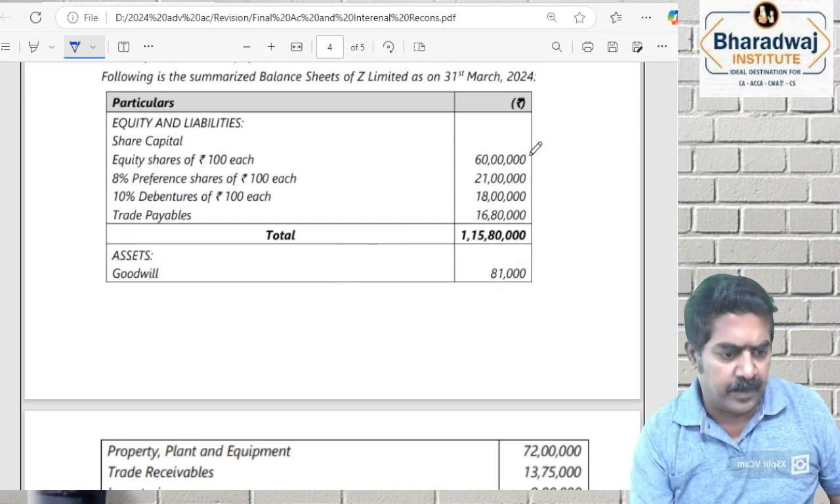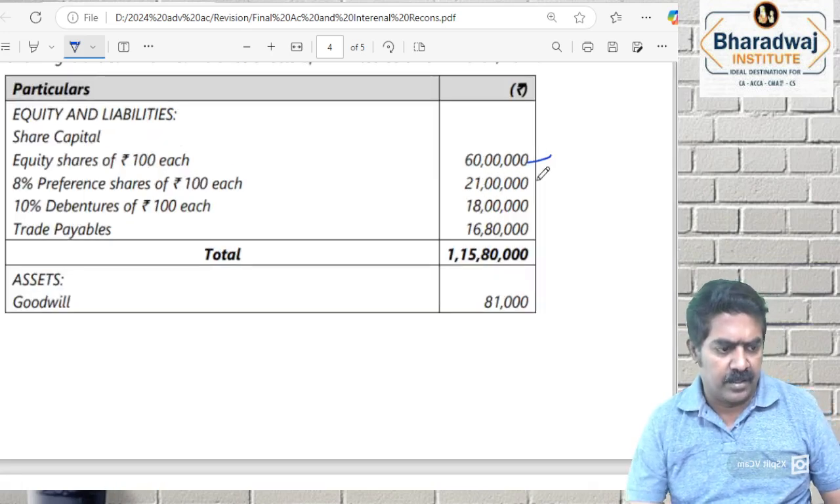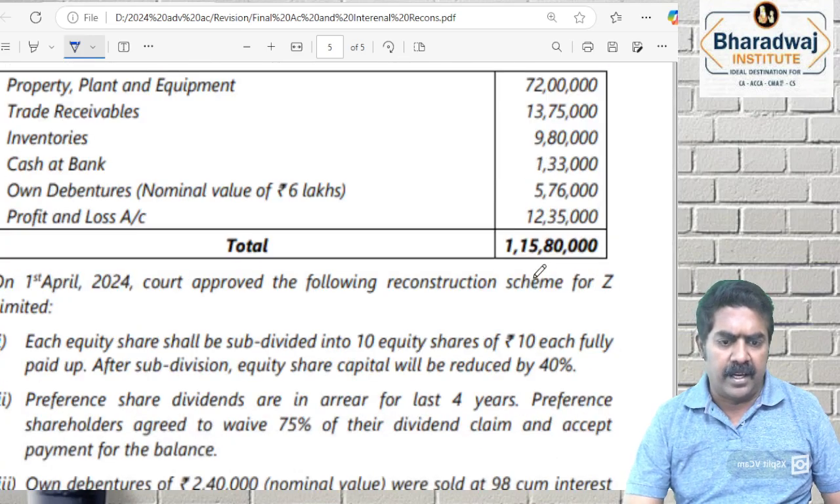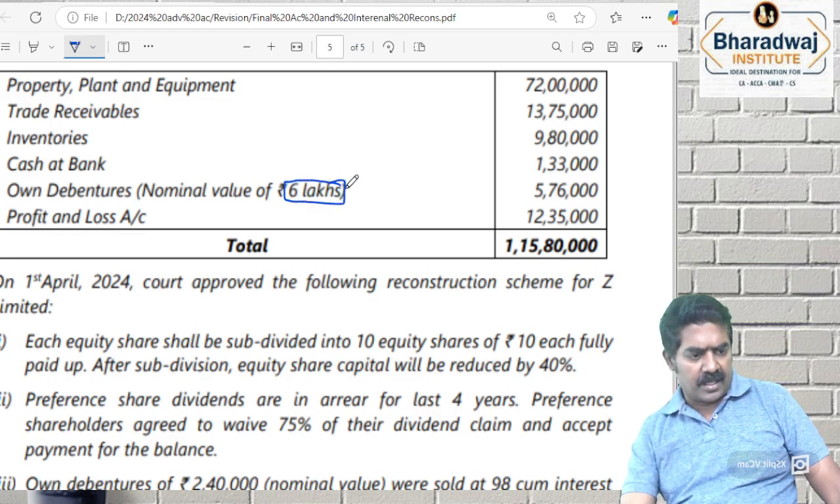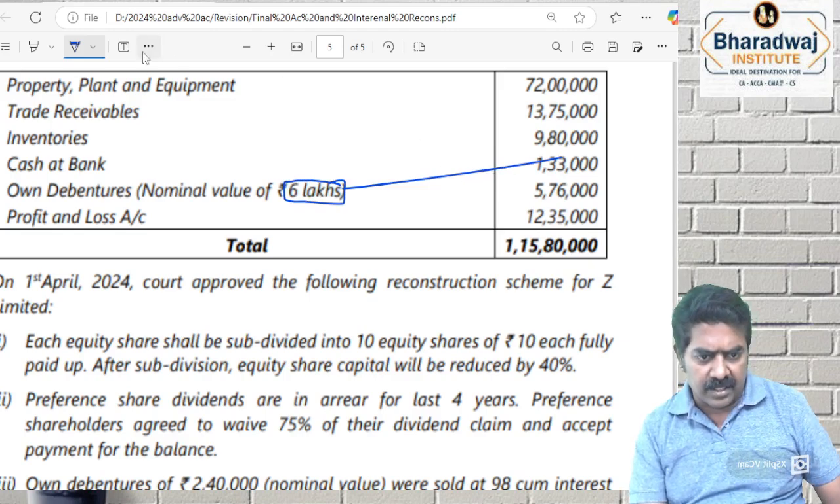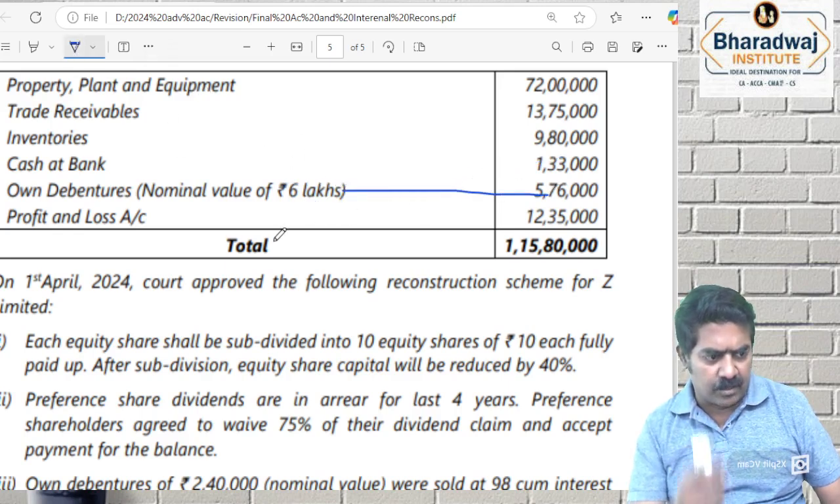Equity shares of how much is given? 100 each. Preference, okay, 60,000 into 100. Preference share 21 lakh. Debentures are there. Trade payables, okay. Goodwill is there. PPE, trade receivables, inventory, cash and bank. Owned debentures. Face value of owned debenture is how much? 6 lakhs. That is invested at how much? 5 lakh 76,000. We purchased our own debentures and kept them as investment. Face value 6 lakhs, invested amount is 5 lakh 76,000.